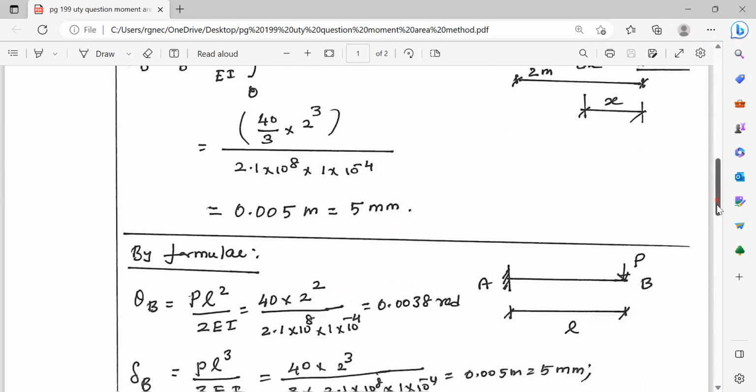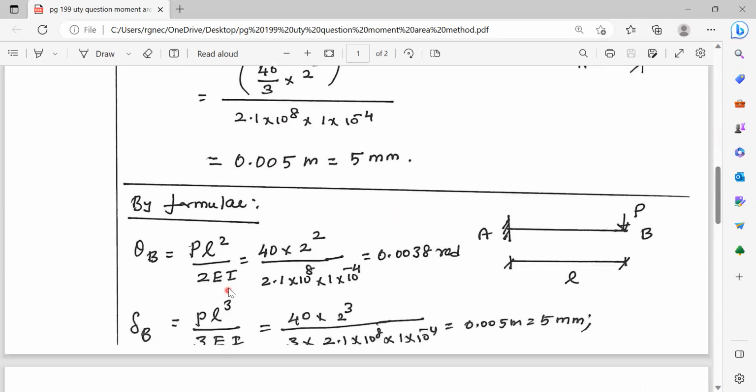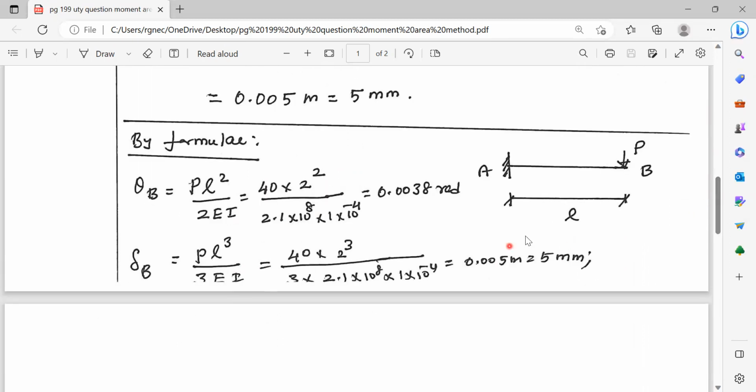Alternately, you can also use the formula theta B is equal to PL squared by 2 EI. You can apply the formula delta B equals PL cubed by 3 EI. This is by using the formula.